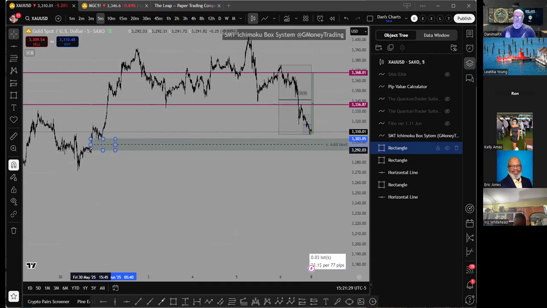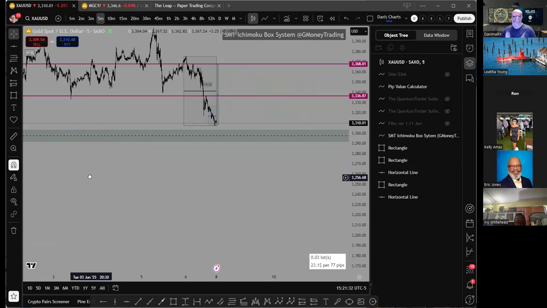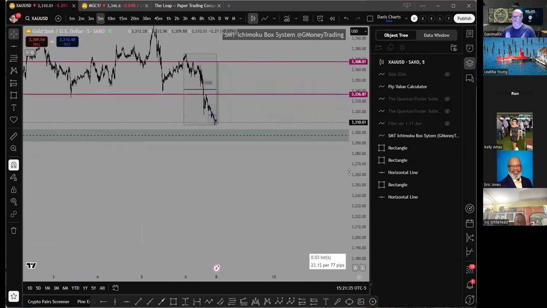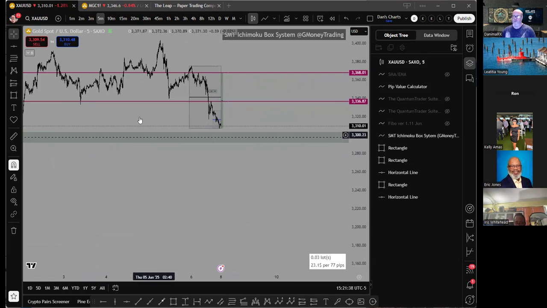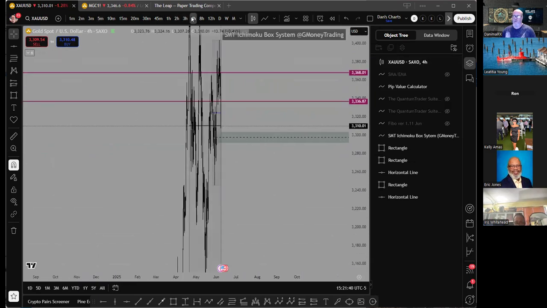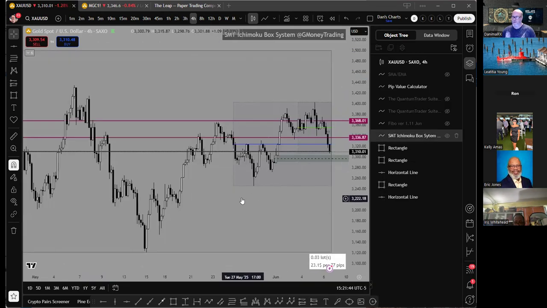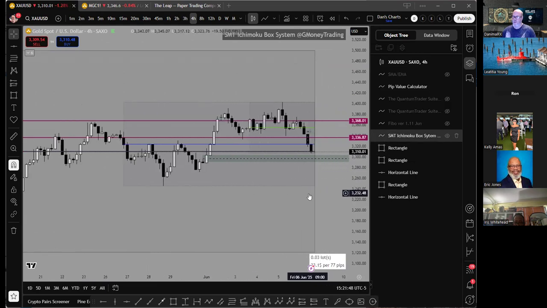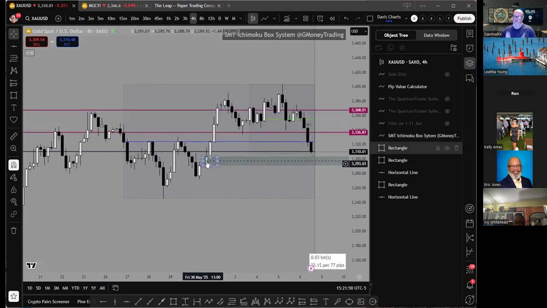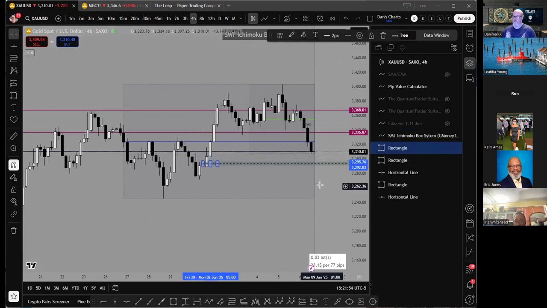Simple markups, nothing fancy. So there's my 3,300. That's a nice zone to hit. That'd be an area of support and resistance. And he was looking at the 4 hours, and we got a 4-hour rally-base-rally right there. Boom. And it's just eyeballing things. And once you get used to it, you'll get to see these patterns over and over and over again.